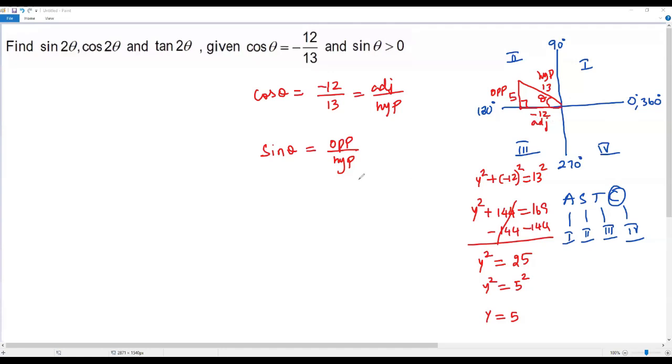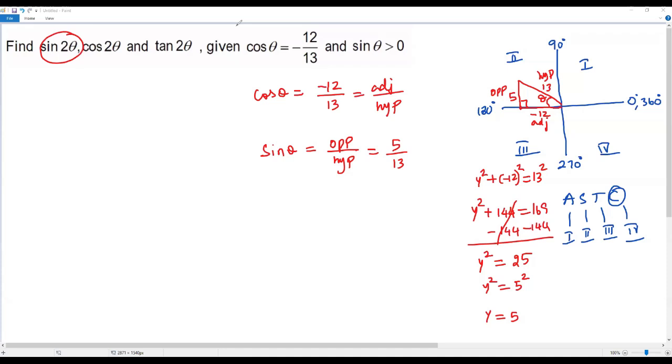Now I got the length of the opposite side. So we can plug in the value we have for the opposite side, that is 5, and for the hypotenuse, we have 13. So now I got the value of sine theta, that is 5 over 13. Now our aim is to find the value of sine 2 theta.